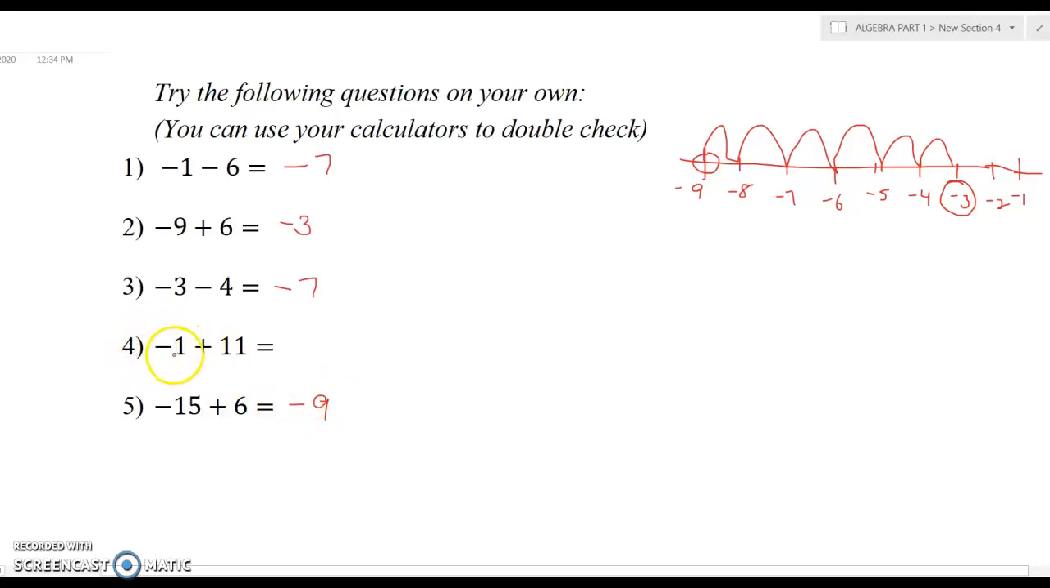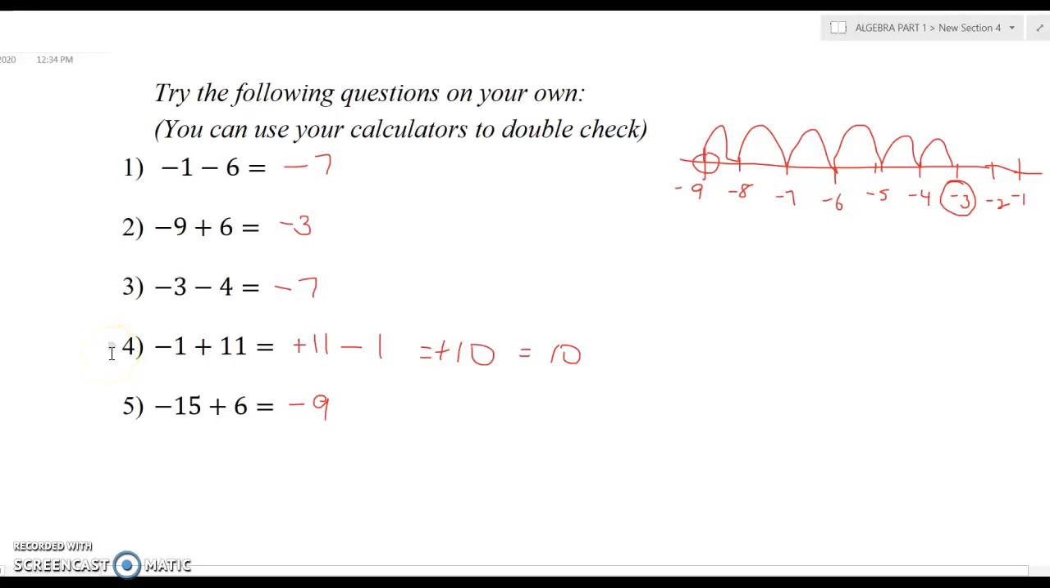Number 4, we have negative 1 plus 11. This can be written as plus 11 minus 1, which is simply 10. You could do it on your calculator or your number line, and you're going to realize you get 10. You can put positive 10, or you could just simply put 10. Doesn't matter, right?